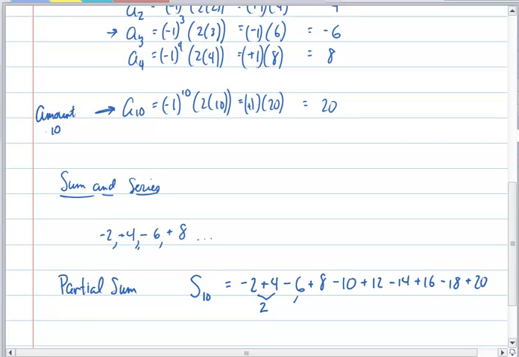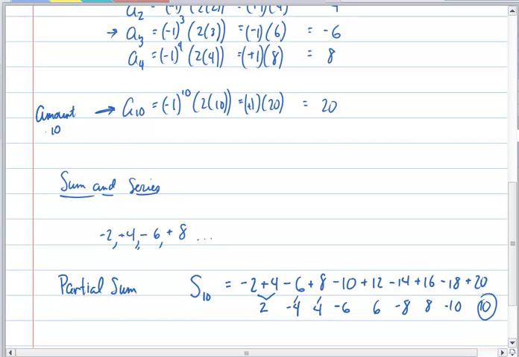Then you have 2 minus 6 and you would get -4. And then you would add 8 and you would get 4. And then you would add -10 and you have -6. Add 12, you would have 6. Add 14, you would have -8. Add 16, you would have 8. Add -18, you would have -10. And when you add 20, your final sum would be 10.